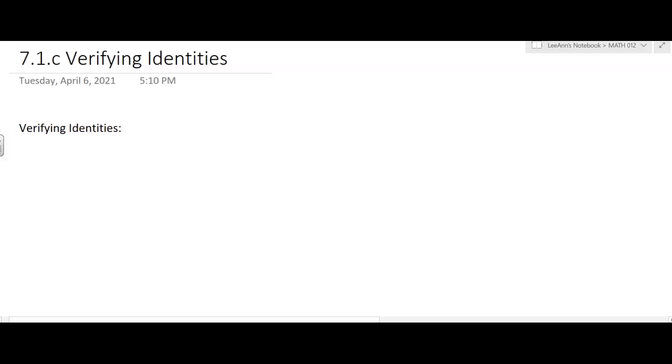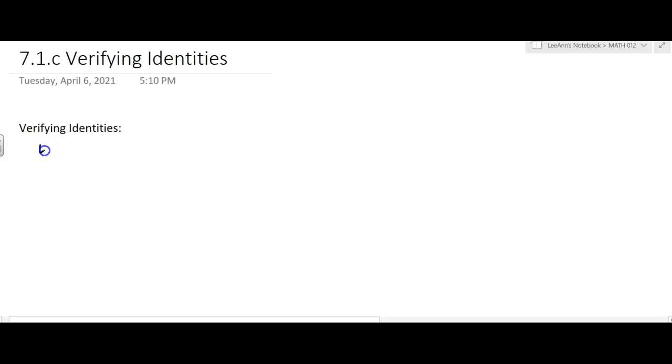So one of the things we want to be able to do is verify identities. There's a little bit of a process to this. This comes up a lot in this section. You can have lots of identities, and verifying them is like you're proving it, like you're saying, okay, this is actually true. It's a statement that you start with. So they're equations, but you don't work with them like you normally work with equations.